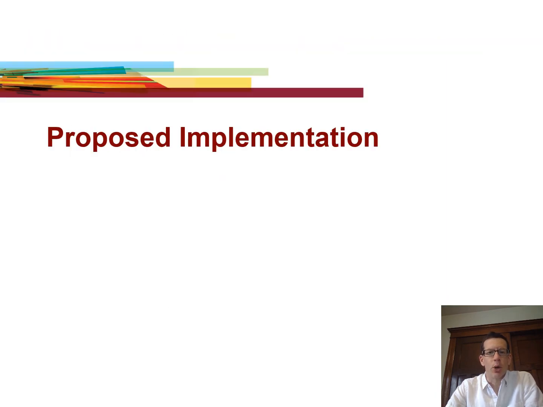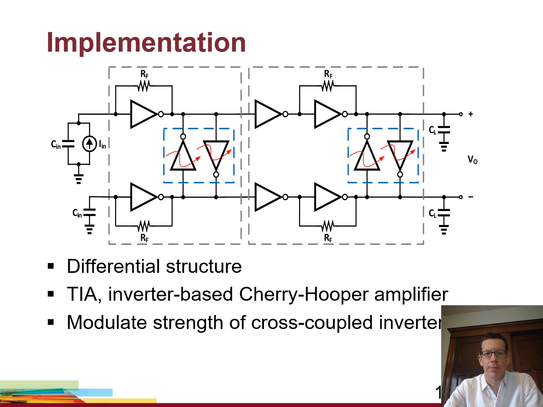So let's take a look at the proposed implementation. So we've got a differential structure. We have a shunt feedback TIA, and then an inverter-based Cherry Hooper amplifier as a single-stage post amplifier. We have these cross-coupled inverters shown in the blue box, and these are going to be used to change the output conductance of the TIA. Eventually, we're going to modulate them, and that's captured by this squiggly arrow saying we're going to vary the strength of those cross-coupled inverters.